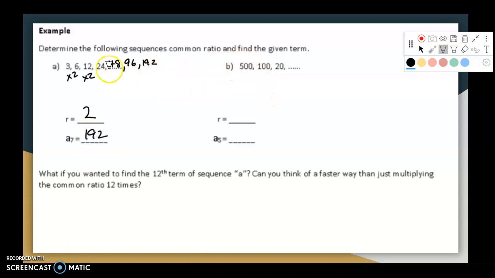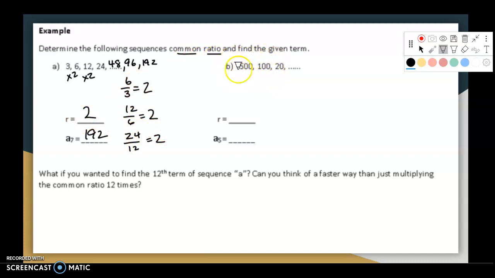Before we go to letter B, let me show you the hint or the trick. To find the common ratio, if you can't figure it out, just take the term after and divide by the one before. 6 divided by 3 is 2. 12 divided by 6 is 2. 24 divided by 12 would be 2. There you go. There's your common ratio. It's 2. That's how we're doing it each time.